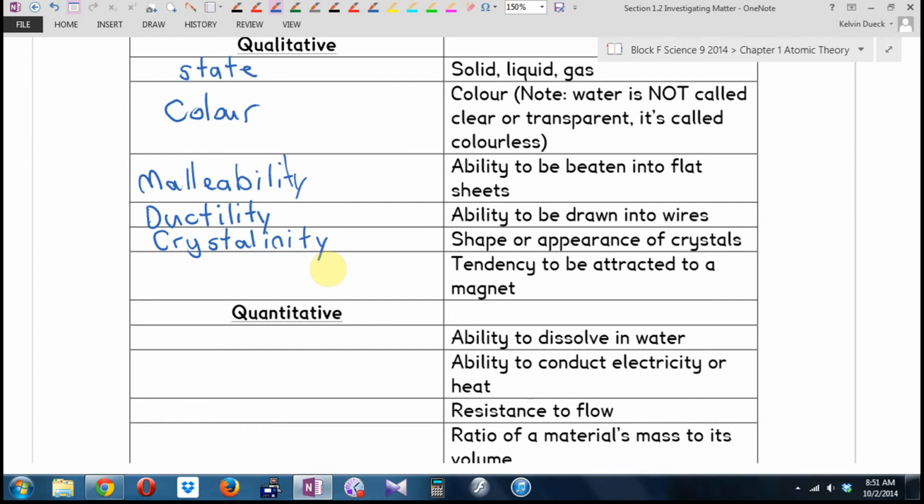What do you think we call something that has the tendency to be attracted to a magnet? Yeah, magnetic. Magnetism.